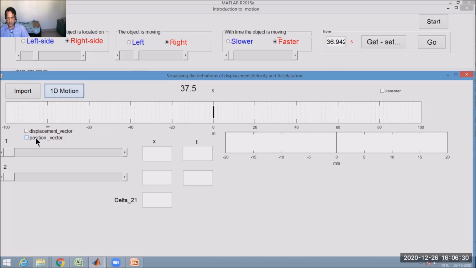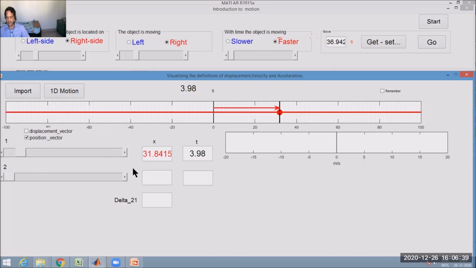So first let us draw the position vectors. At the first instant of time, and this slider over here can select that, at 3.98 seconds, the object is at 31.84 meters. It is somewhere here, and this is the position vector for the first instance of time. And the second instant of time should be larger than 3.98. So let us put it a little away from that. So this is the second instance of time, that is 17.19 seconds. The object would be at 63.16 meters. So this is the position vector for the second instance of time.